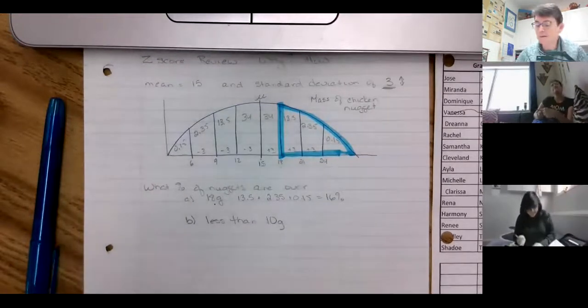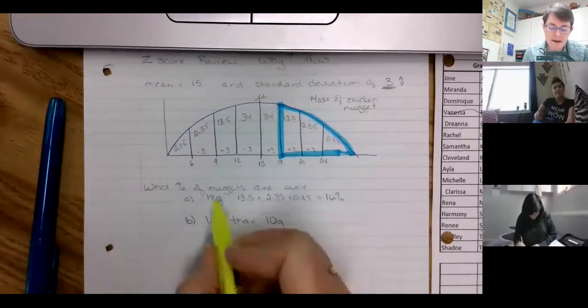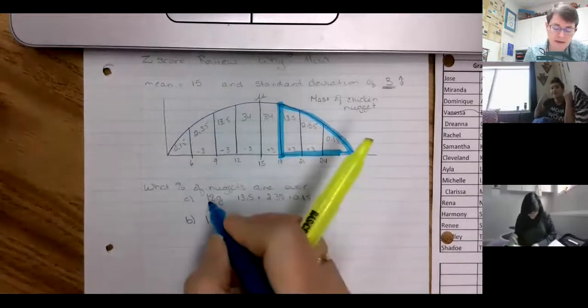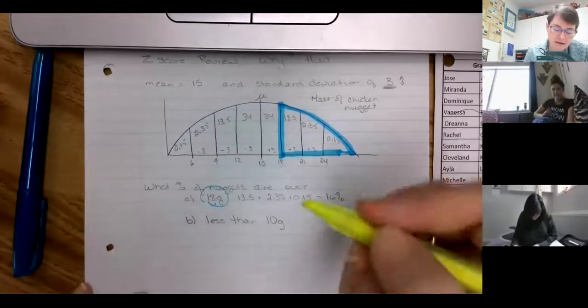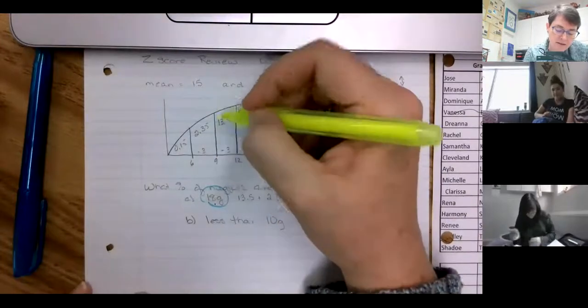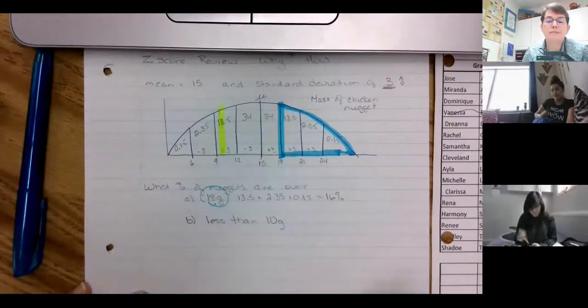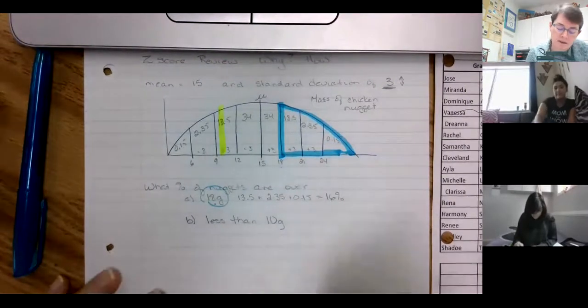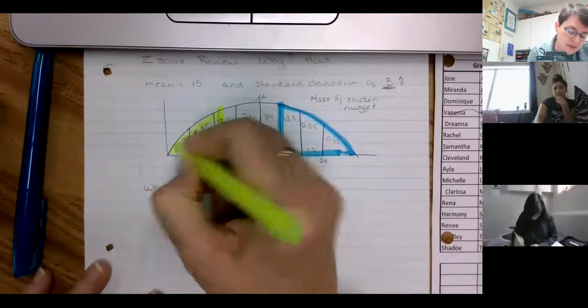Right. So our problem is when the number that I want, that I'm asked about, is on my graph, it's super easy. 10 grams isn't, so I'm going to guess that 10 grams is about there. It's somewhere between the 9 and the 12. And I want less, so I'm going to go to the left. So it's going to be this part.